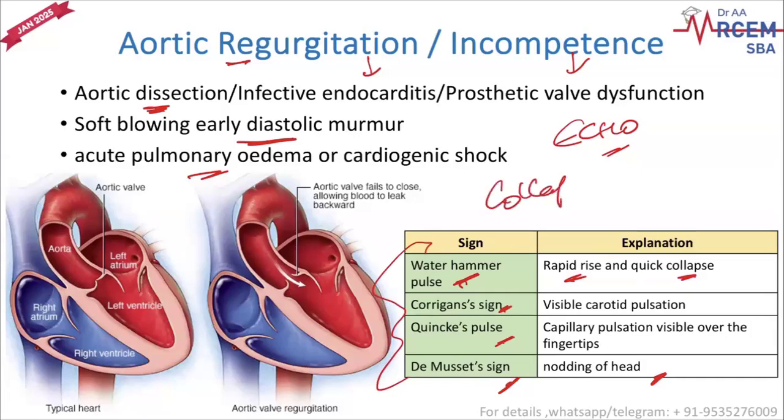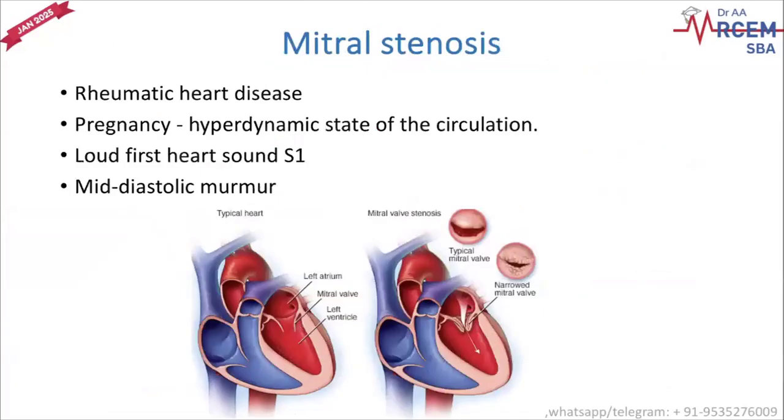Even collapsing pulse can be seen in aortic regurgitation. Collapsing pulse, what happens here? You feel the radial pulse, and suddenly you raise the hand up and you'll not feel the radial pulse. That is known as collapsing pulse, which is also seen in aortic regurgitation. So water hammer pulse, Corrigan's sign, Quincke's sign, De Musset's sign, all seen in aortic regurgitation. So named signs or named findings are present in aortic regurgitation. You can remember in that way.